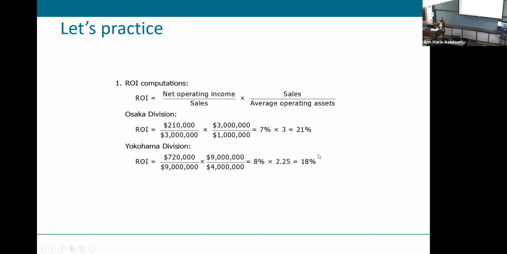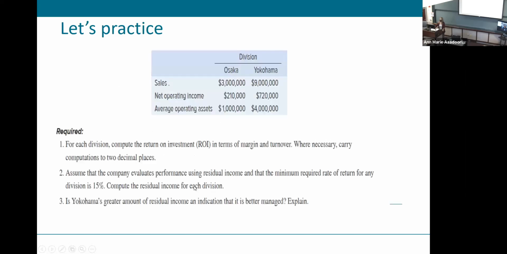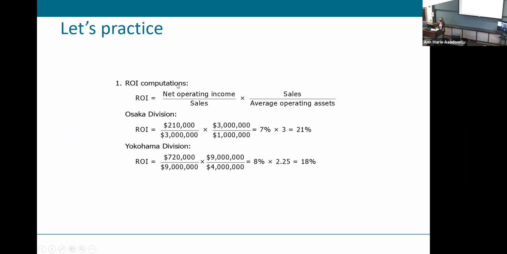For this division here, they're performing okay, because remember, I don't know if you read it, the required rate of return is 15%. So both of them are performing above the required rate of return, but ROI is higher for Osaka. How do you know that a lower margin means a lower selling price? It doesn't. So there's all kinds of things. It could be not controlling your expenses. Right, right.